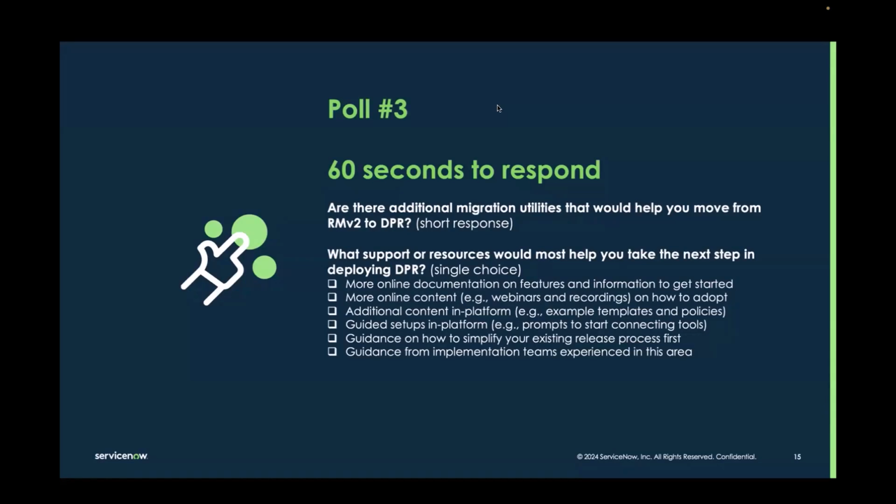And then, are there other support resources that you would find valuable in helping with this transition? They will both live side by side, so this doesn't have to be a changeover without being able to use RMv2. So we just want to understand how we can support customers like you that are using RMv2 that we want to help move to DPR.